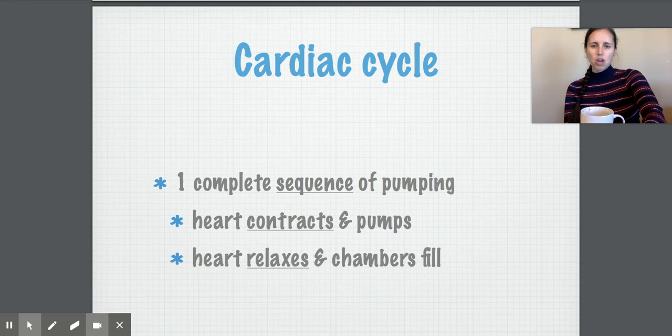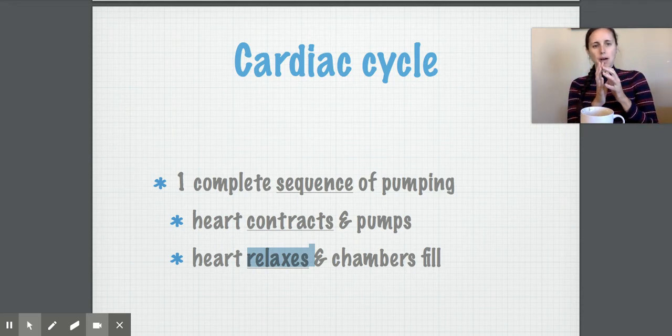Let's talk a little bit about the cardiac cycle. The cardiac cycle is a complete sequencing of pumping. So it's that lub and that dub sound together. The first part of the cardiac cycle is the heart contracting and pumping. So again, we have to push blood out to the body. So we have to contract. So that's the first part of the cardiac cycle. And then really important, people forget this part. The heart then has to relax and the chambers have to fill with blood.